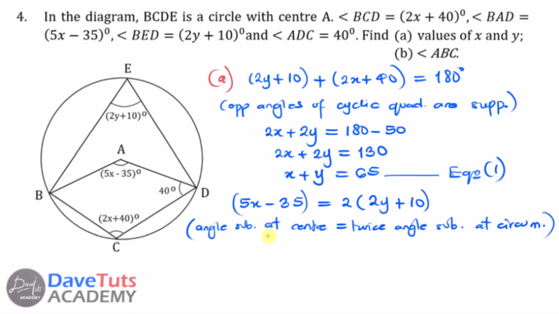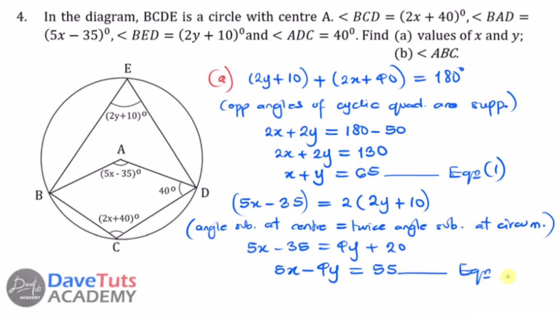So that means we have, let's open up the bracket also, 5x minus 35 is equal to 2 times 2y, which is 4y, and 2 times 10, that is 20. So if you collect like terms, we have 5x minus 4y is equal to 20 plus 35 when 35 is added to both sides, to take care of this minus 35. On the right hand side it will be 20 plus 35, so this will be 55. So again, I can say I have this as equation 2.